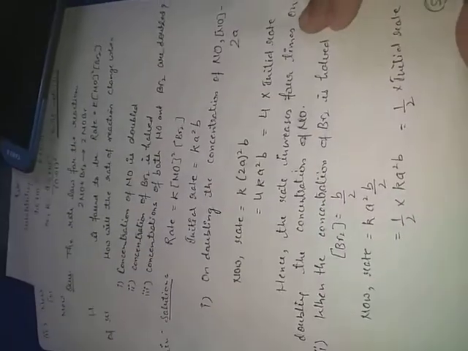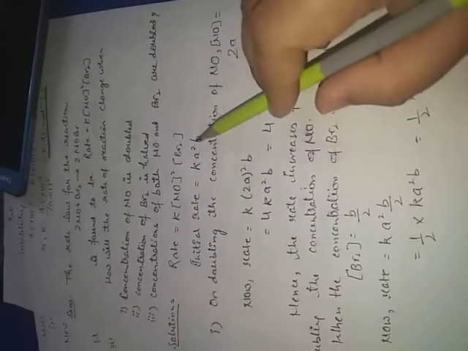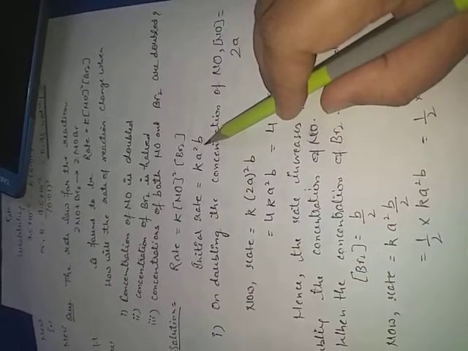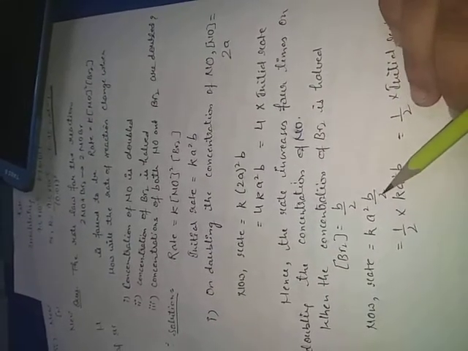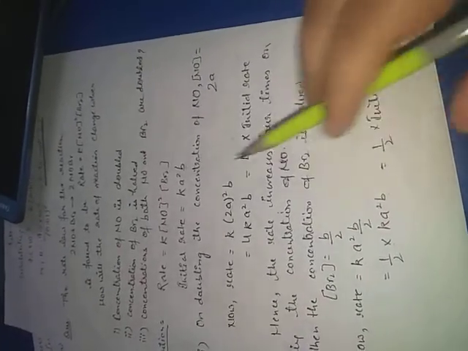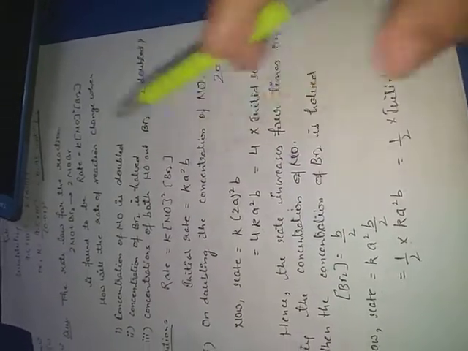Okay. Now see the second one, when the concentration of bromine is halved. Here the concentration of bromine is halved, divided by 2. So the new rate will be k a square b by 2. b by 2 means half into k a square b, and k a square b is the initial rate, so half of the initial rate. It means if we halve the concentration of bromine, then the rate of the reaction will also become half of the initial rate.